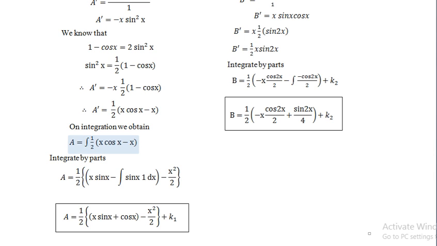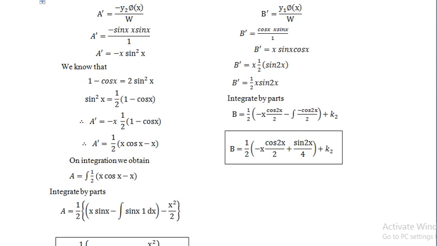So u as it is, integration of cos x is sin x, minus integration of v, which is again sin x, and differentiation of x is 1, minus integration of x becomes x square by 2. So 1 by 2 x sin x, again integration of sin x is minus cos x here. So minus into minus plus, plus cos x minus x square by 2 plus some arbitrary constant k1. So which gives the a value.